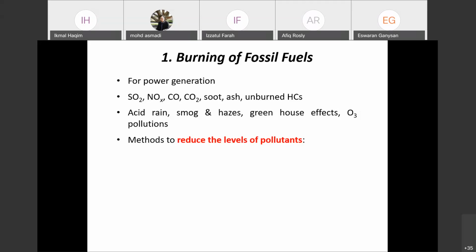For example, SO2 can produce acid rain. What else? Smoke and haze, smoke from the NOx, and accumulation of greenhouse effects.